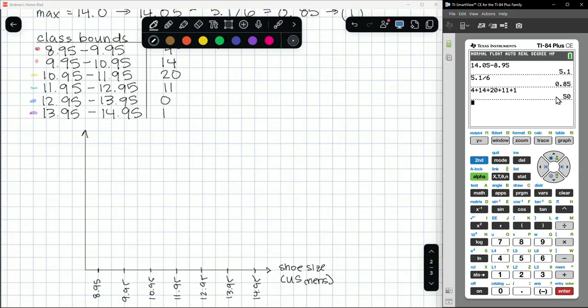And then frequency is a similar idea. I think 2, 4, 6, 8, 10, 12, 14, 16, 18, 20. So counting by twos fits perfectly. And then I label this axis as my frequency.